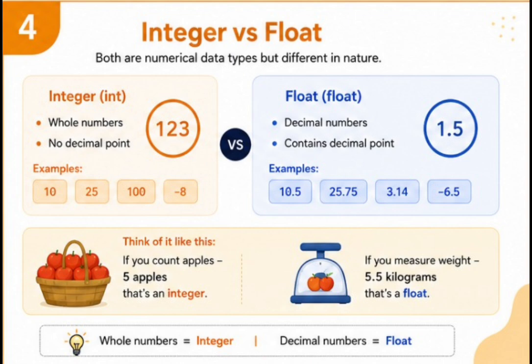Slide 4. Difference between integer and float. To wrap things up, let's do a quick side-by-side comparison to make sure the difference between integers and floats is crystal clear. Integers are strictly whole numbers like 10, 25, 100. Floats are decimal numbers like 10.5, 25.75. Here is an easy way to visualize it. If you are counting apples in a basket and you count five apples, you are using an integer. If you place those apples on a scale and the weight shows 5.5 kilograms, you are using a float.